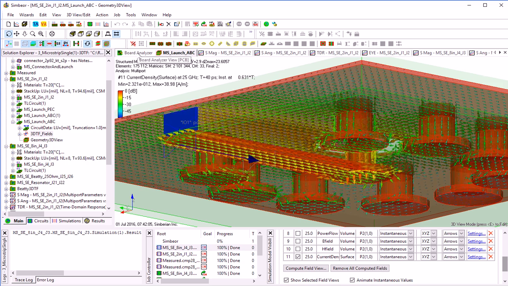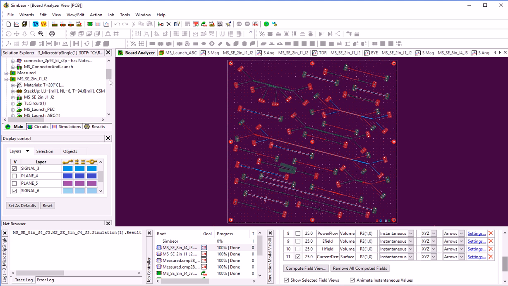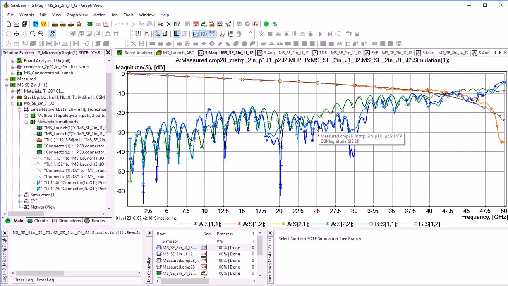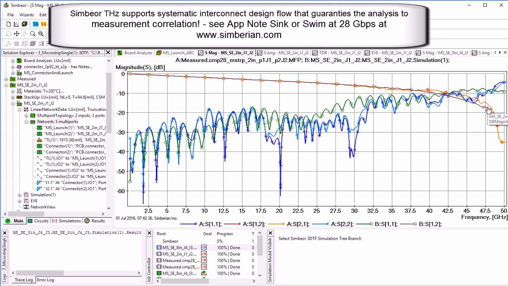Here I have post-layout analysis in Simbeor, and few structures was simulated and compared with measurements. In particular, this 2-inch segment of transmission line with launches and connectors. The model is created by concatenating S-parameter models in linear network. So here is comparison of the measured blue with model green, and right here measured orange model brown. Reflection and transmission. We can see excellent correlation in transmission and decent correlation in reflection. We can get exact correlation in reflection.